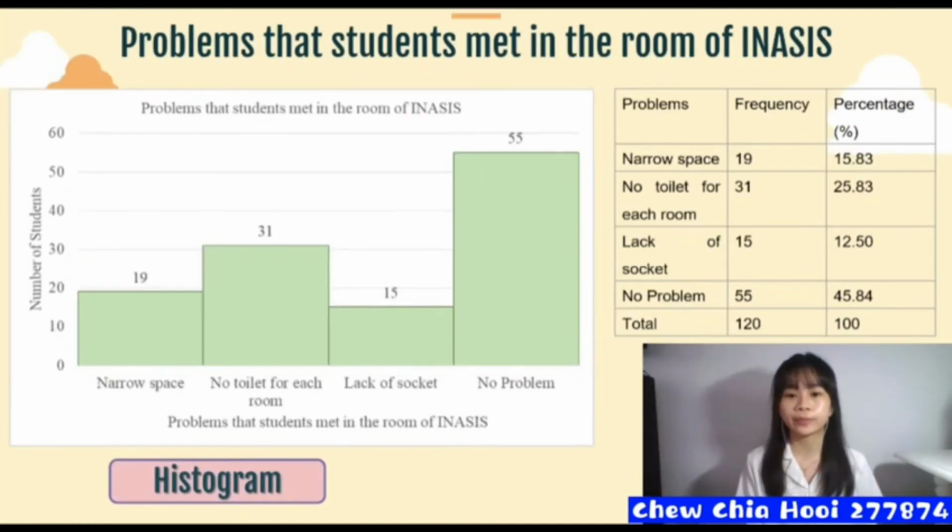We have found that there are 4 main points from the problem that students meet in the room of industries UUM. From this histogram, the main issue that students are not satisfied with in the room of industries is that there is no toilet in each room. There are almost 31 students not satisfied with this, which represents 25.83%. There are 19 students who think it is narrow space in the room of industries, which represents 15.83%. And the lowest problem of room in industries is lack of socket, which only 15 students reported, or 12.50%. However, almost 55 students are satisfied with the room of industries, but face other problems in industries of UUM. That's all for my part.